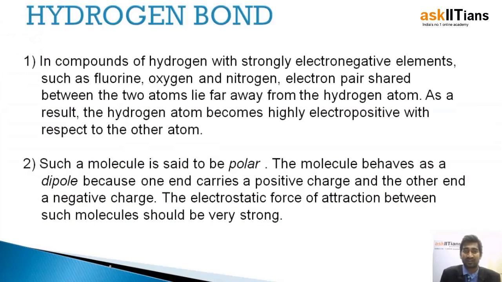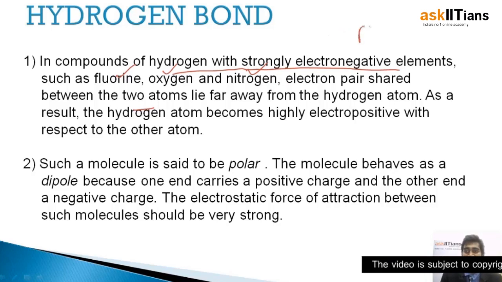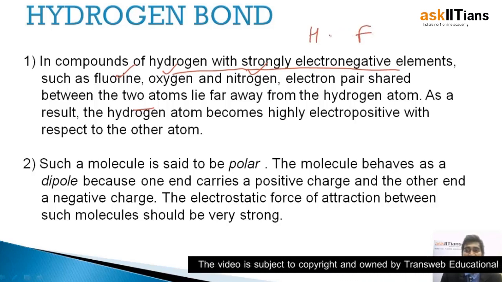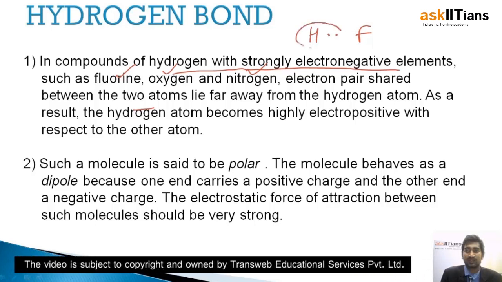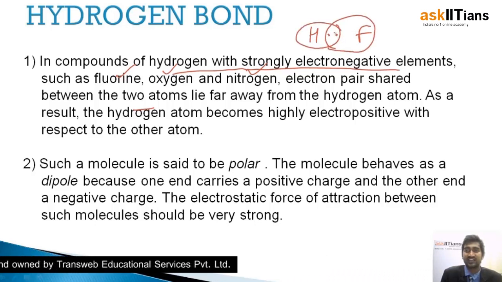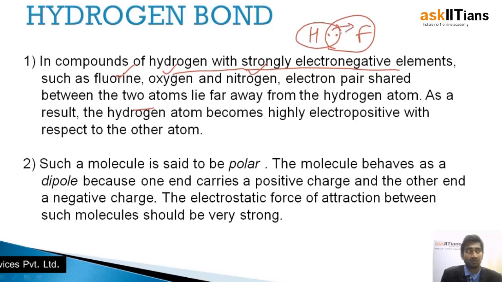What actually is hydrogen bonding? Hydrogen bonding occurs when hydrogen is present with strongly electronegative elements such as fluorine, oxygen, nitrogen. Suppose I take fluorine and hydrogen. In a chemical bond, the shared pair of electrons is more towards the fluorine side. So that's why the electron cloud gets shifted like this.